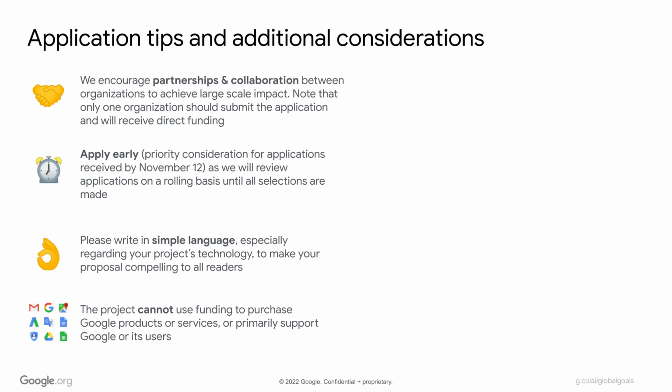Also, as a reminder, the project should not fund the purchase of Google products or services, or primarily support Google or its users. If you do plan to use paid Google products with other sources of funding, or Google products that are available for free, it is acceptable to describe the type of technology, but please use product-agnostic descriptions since use of Google products is not expected or required.